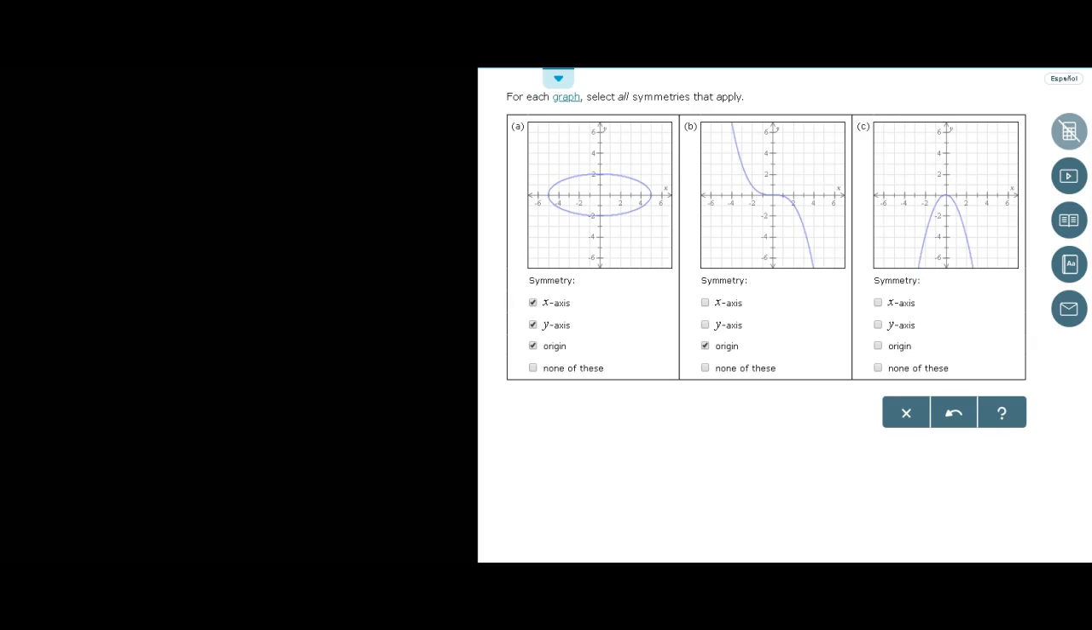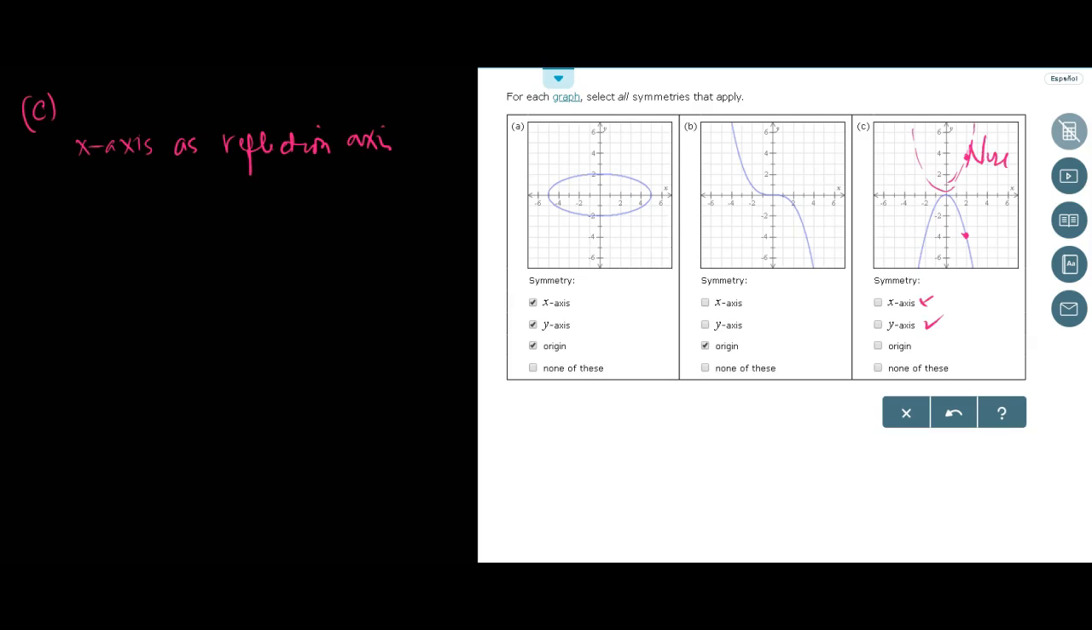For this graph, let's use the x-axis as our axis of reflection. We see that there's no part of the graph at all in the upper half plane, so this cannot be symmetric with respect to the x-axis.